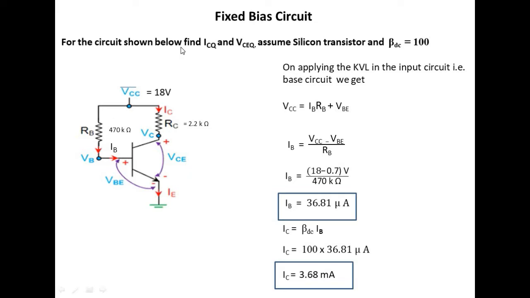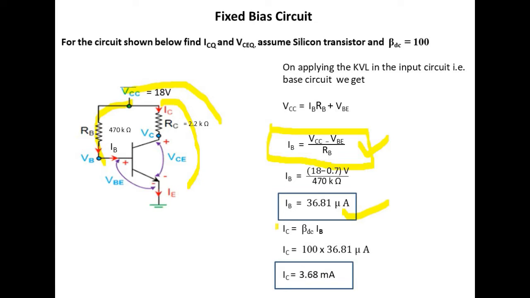Let us take one more example. For the below circuit, we have to find ICQ and VCEQ. Here the important thing is that we can directly use this formula. If you remember this formula, then we can use it directly. But if we do not remember, then we can always go for the input and output section and apply KVL. So we have got IB is equal to VCC minus VBE upon RB. Putting the values of VCC 18 minus 0.7 volt upon 470 kilo ohm, we have got IB as 36.81 micro ampere. Now we have to calculate IC, and IC is equal to beta DC times IB.